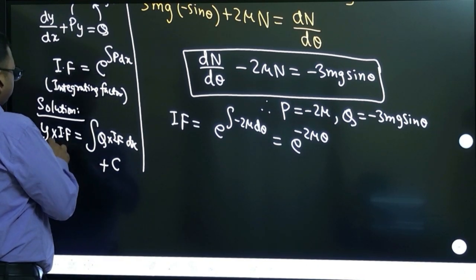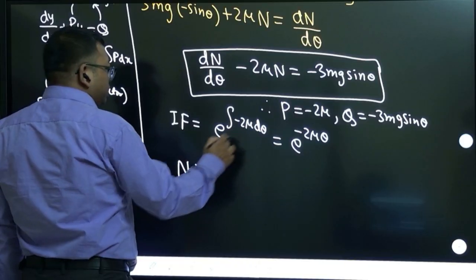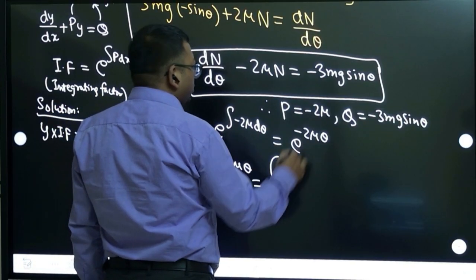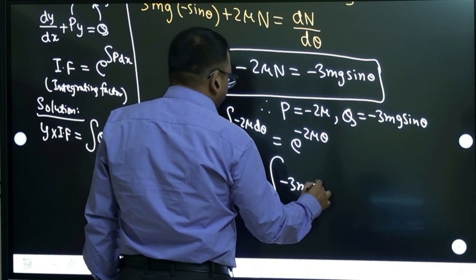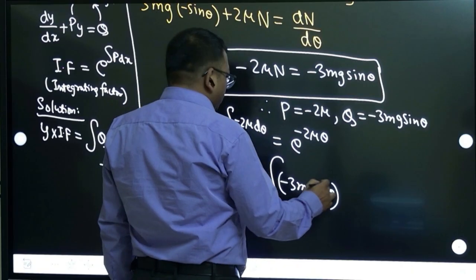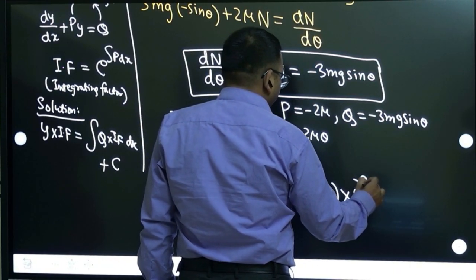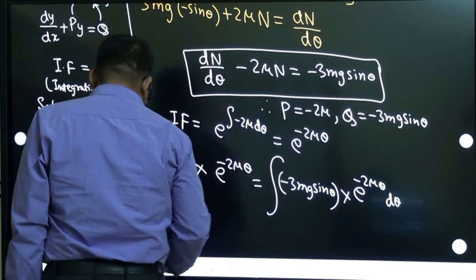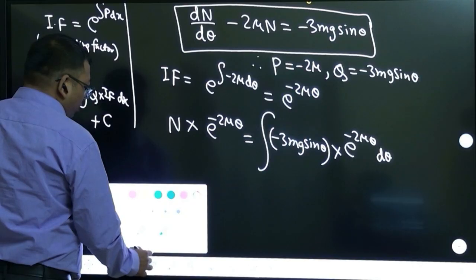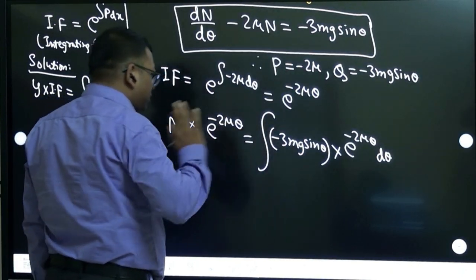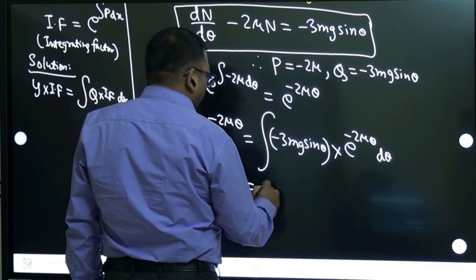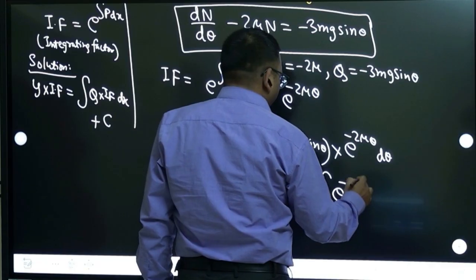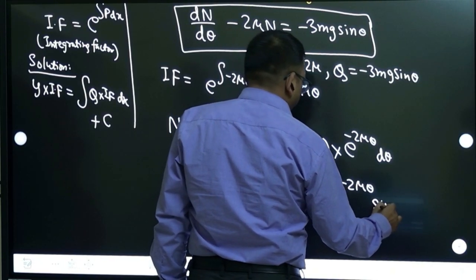The solution is written as y, meaning N here, N into the integrating factor e to the power minus 2 mu theta, is equal to the integration of Q, meaning minus 3 mg sine theta, into the integrating factor e to the power minus 2 mu theta, then d theta, plus a constant we will add afterwards. If you want, you can add it, but let us add the constant after the calculation. So here we got minus 3 mg, constant to take out. This integration is e to the power minus 2 mu theta into sine theta.